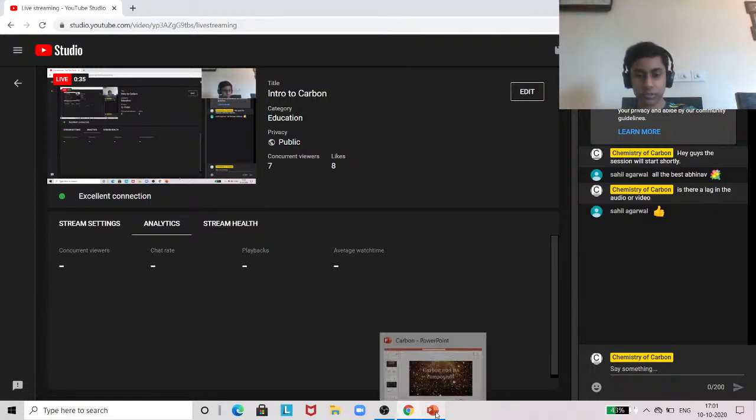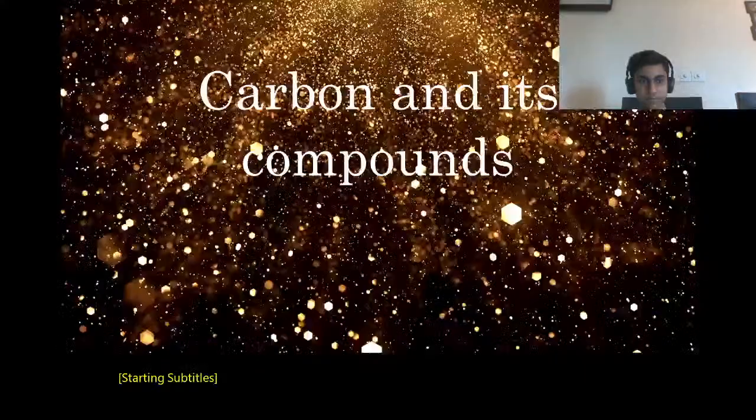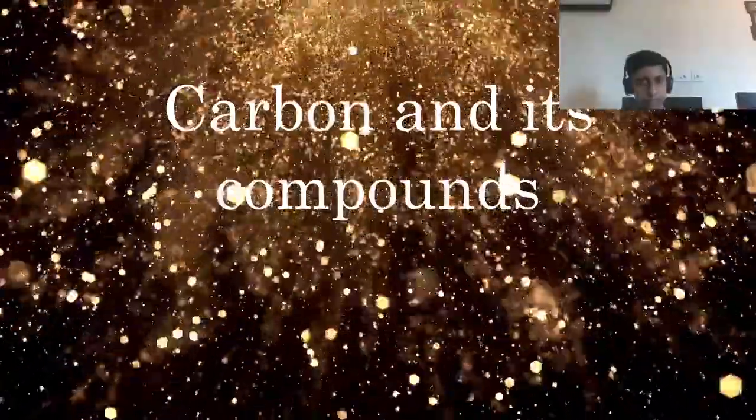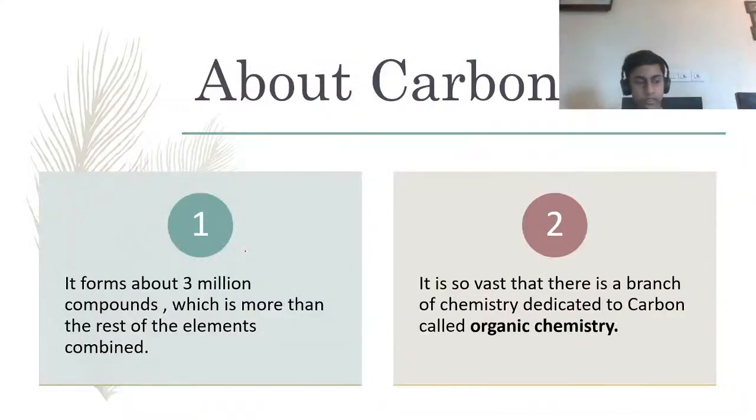Okay, so today we are going to be looking at carbon and its compounds. So let's just get started right away. Just before we dig into the topic, let's learn something about carbon. Carbon forms about 3 million compounds, which is more than the rest of the elements combined. It is so vast that there's a branch of chemistry dedicated to carbon called organic chemistry.